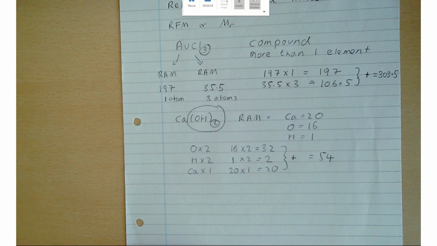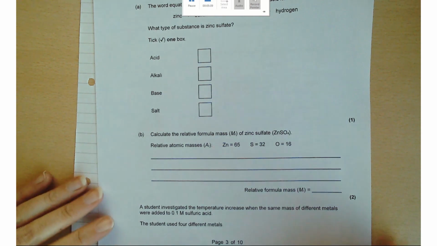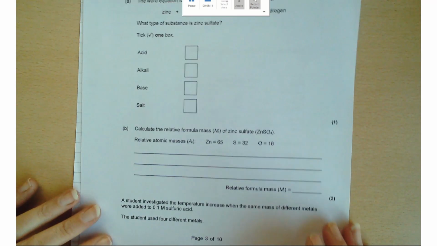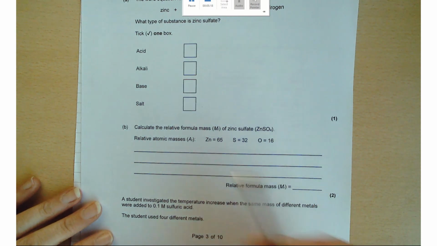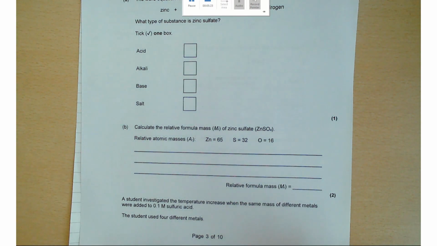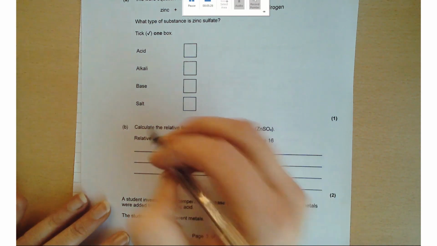What will that actually look like on an exam question? So here we have an example of how it is written. Calculate the relative formula mass, or the MR, of zinc sulfate, and it gives you the formula. It gives you the relative atomic masses of each one. So the first thing you're going to do is work out how many atoms of each one you have.